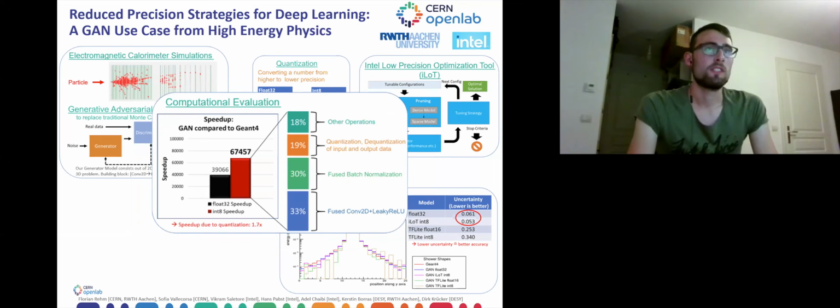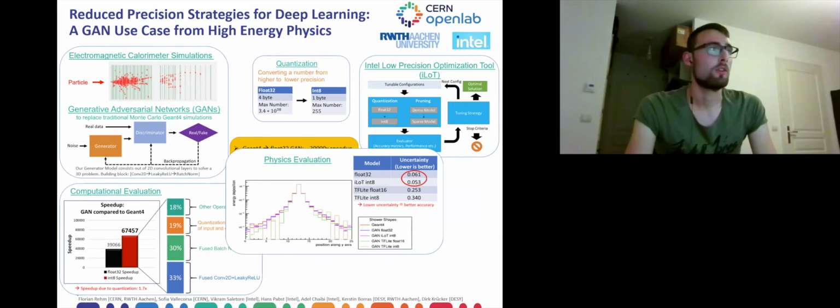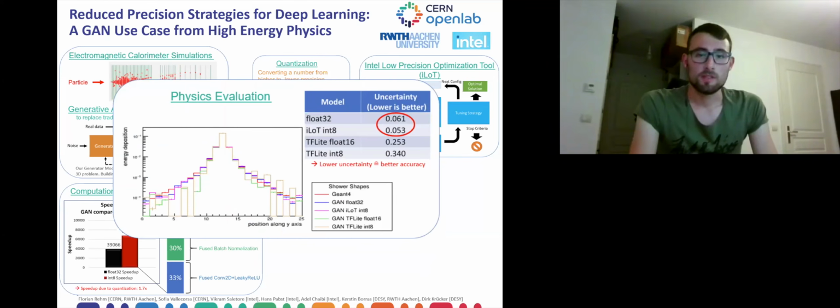So next, we check the physics results of our quantized model. We have two metrics to evaluate our generated images. First, we look at the uncertainty value. This is in the table here. The uncertainty value is calculated by taking the mean squared error between the 2D projections of our generated images with respect to GEANT4. We can see that the quantized iLoT model reaches even a better accuracy than the initial non-quantized floating point 32 GAN model.